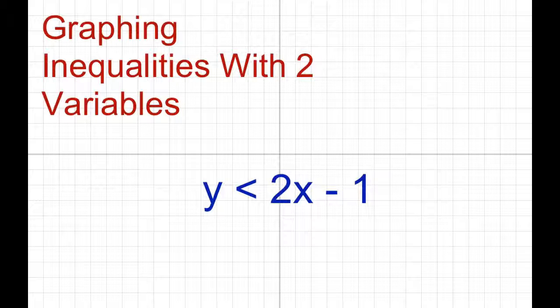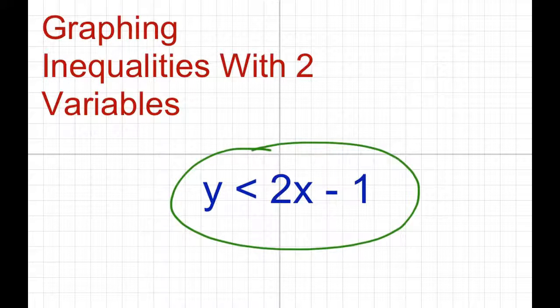Alright, so we have graphed inequalities with one variable. We use a number line. Now we're going to look at graphing inequalities with two variables. So we're going to look at something like this: y is less than 2x minus 1. If you notice, it looks very similar to equations that we've graphed, linear equations. It looks like it's in slope-intercept form. The only difference is a less than symbol instead of an equals.